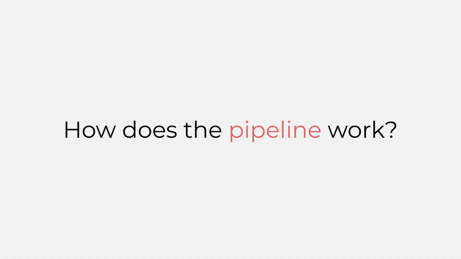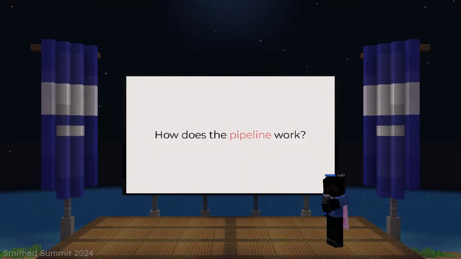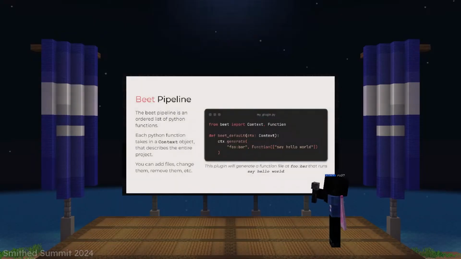Well, how does this pipeline work? We know it's Python code, but how does Beet actually go through this pipeline? Let's go through that example in more detail, step by step, and see what's going on here.